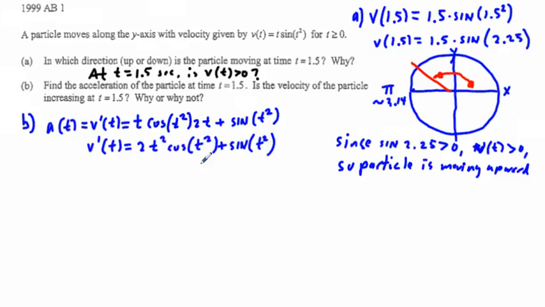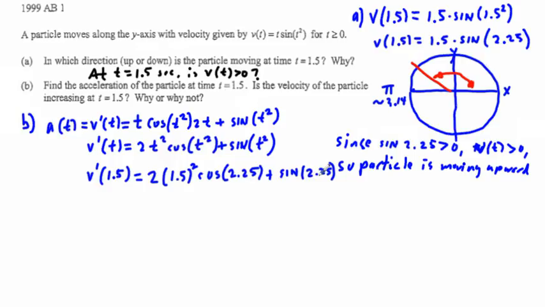Well, to find this out, we're not dealing with the angles here. And remember, if we work this all out, v prime of 1.5, which is the acceleration we're looking for, is 2 times 1.5 squared cosine 2.25, remember, 1.5 squared is 2.25, plus sine of 2.25.